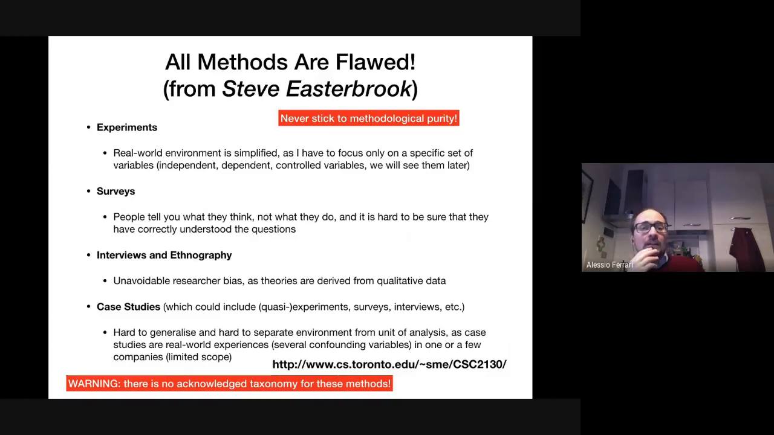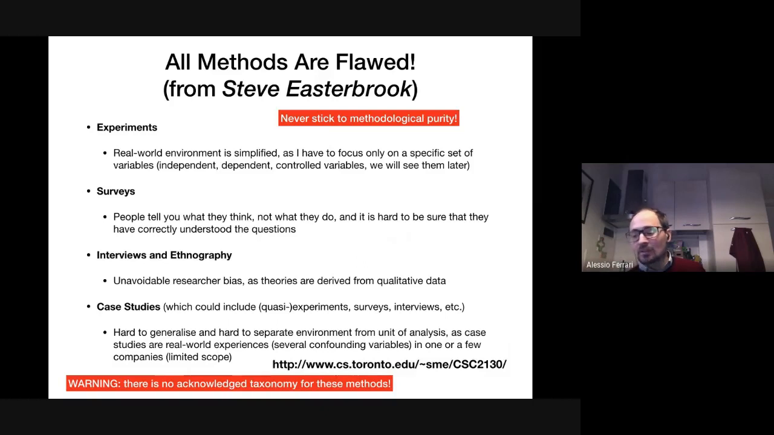Surveys, the questionnaire: people tend to say what they think and not what they do. And it is quite hard to be sure that they have correctly understood the question. So understanding if they actually understood what was asked to them, and whether their answers are reliable, is not easy. For interviews and ethnography, there is always a researcher bias.